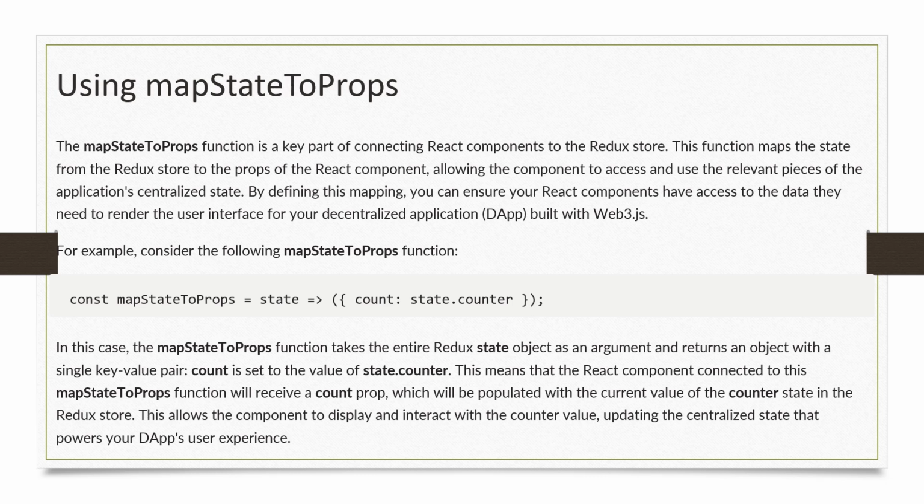mapDispatchToProps maps dispatch actions to the props of the React component, allowing it to directly dispatch actions to the Redux store. There are two functions, which are mapStateToProps and mapDispatchToProps. So let's see both of them. The first one is here in this slide. It is const mapStateToProps. This is a basic function that maps the Redux state to the count prop.